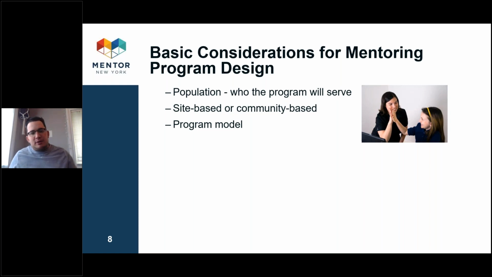The second is thinking about site-based or community-based. Most mentoring programs fall into one of these two categories. Let me start with community-based. Community-based is what most folks might think of when they're thinking of mentoring, right? You have mentors and mentees who are matched. They go out and meet in the community, on their own. They set their own schedule. They decide when they're meeting, what activities they're doing. They just report back and say, hey, we met, we connected, this is how it went. And you keep tabs on them that way.